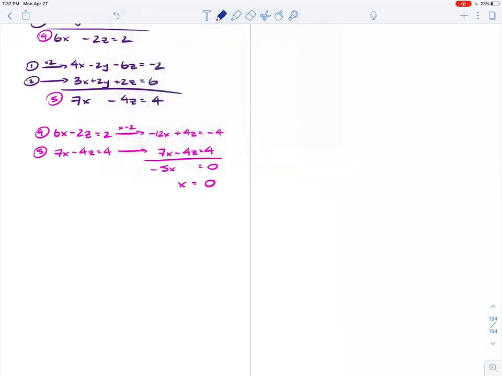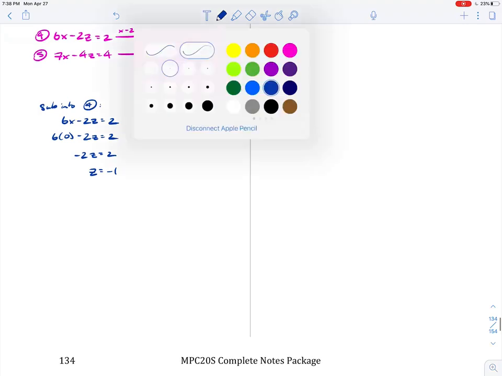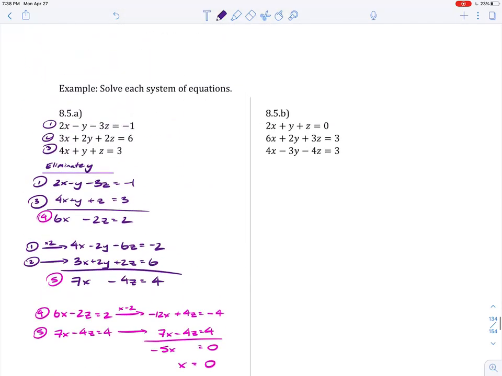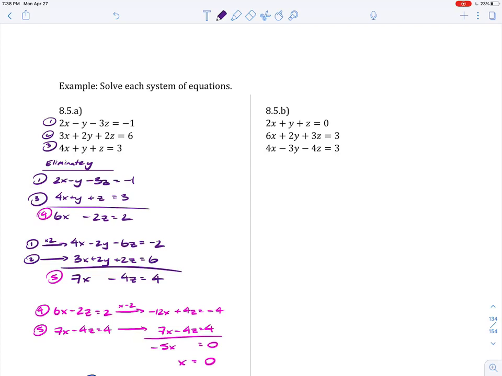You really can. Also, x is 0, so that's kind of exciting. Alright, I found x. Color switch. I'm going to plug into any one of these equations. Let's sub into, I'm going to go with equation 4. Well, 6 times 0 is 0, so really I just have negative 2z is 2. Z is negative 1.